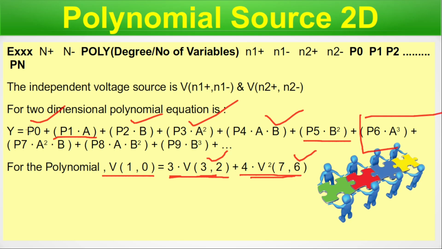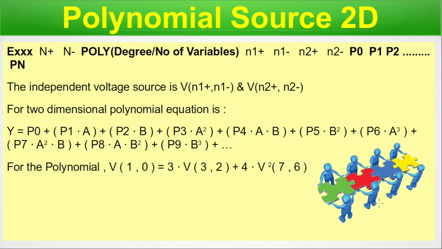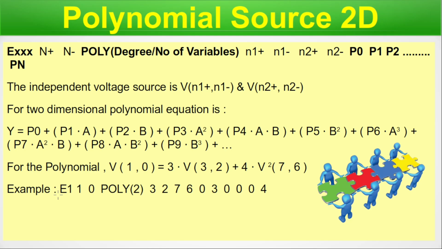This happens only when these coefficients are 0, P2, P0, P2, P3, P4. Now let us see the spice equivalent. Here the spice syntax is E1, which is connected between 1 and 0. These two is a poly of order 2, and here we give the degree, the number of variables. Then we have 3, 2, which is these two nodes. These two nodes are these two nodes, and 7, 6 are these two nodes here.